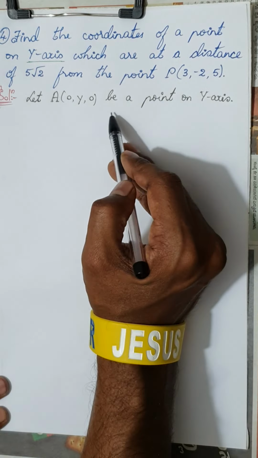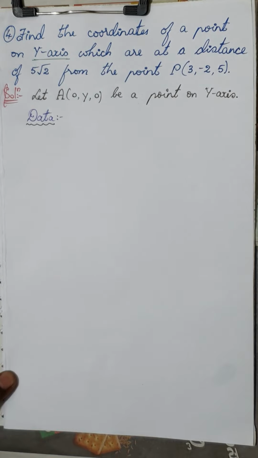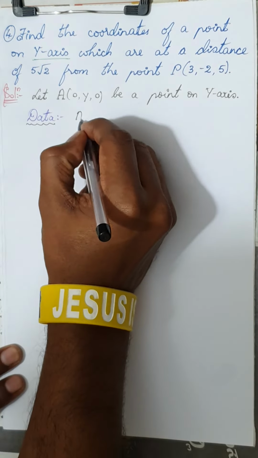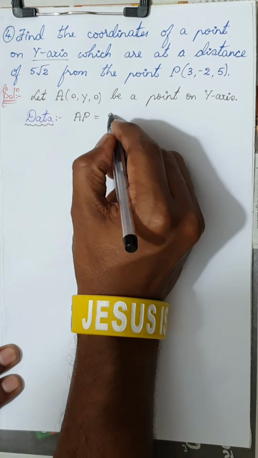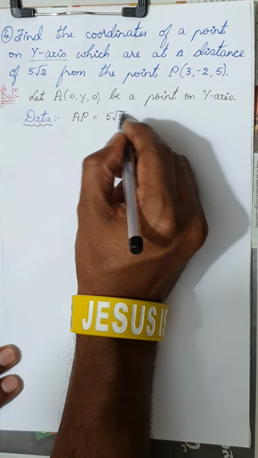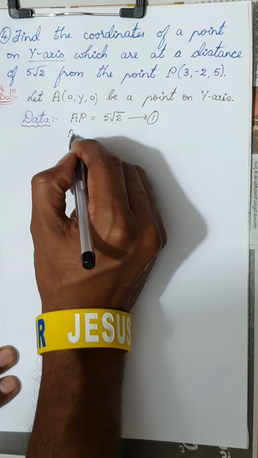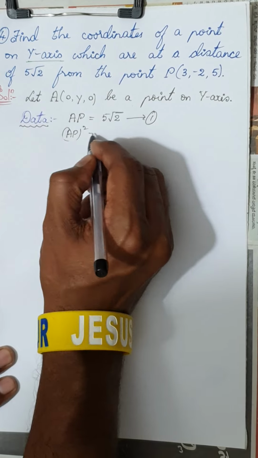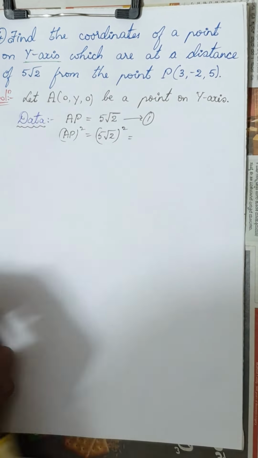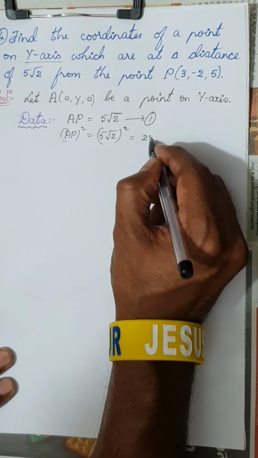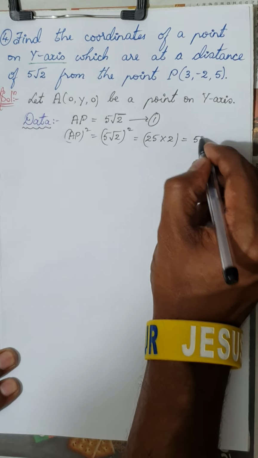From the data, the distance AP is 5 root 2. We can take it as AP or PA, that is nothing but 5 root 2. Otherwise you can take the square. So AP square is 5 root 2 whole square. Remember, this is 5 square which is 25, into root 2 square which is 2. So this will be nothing but 50.